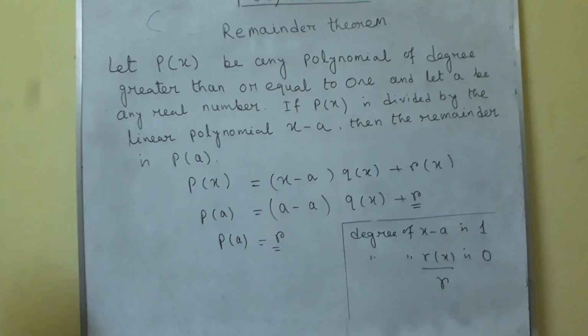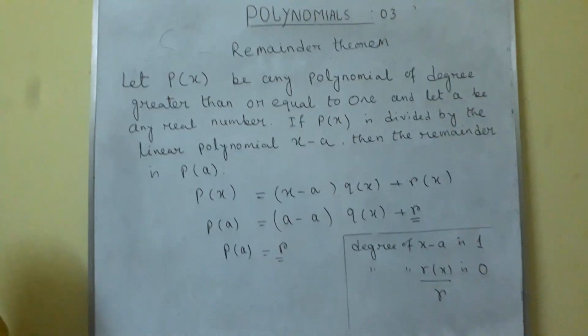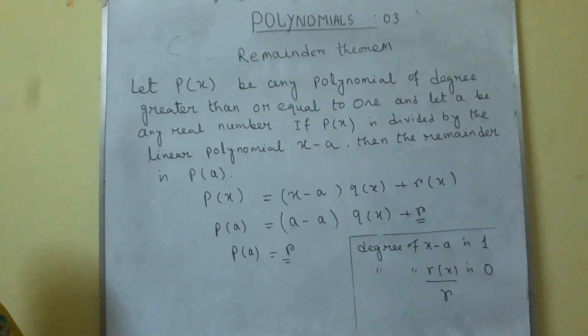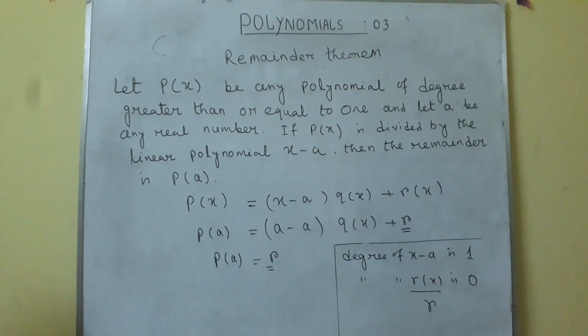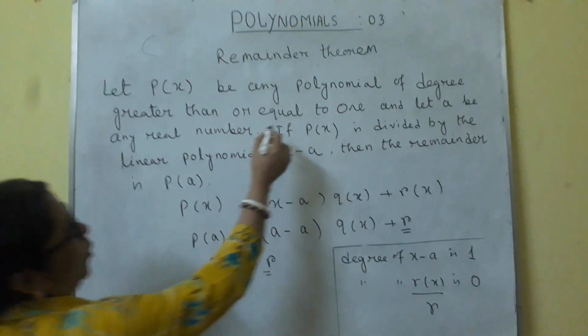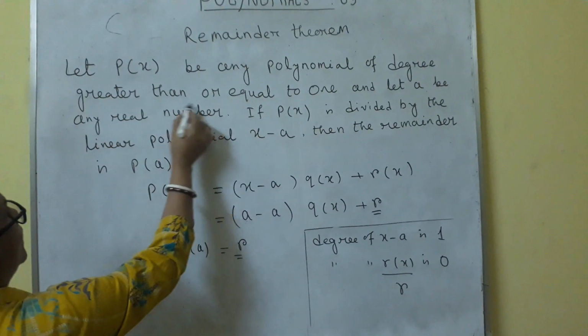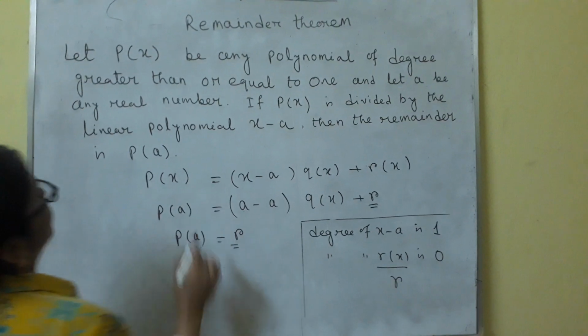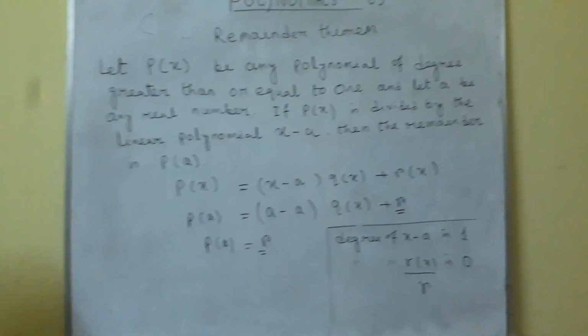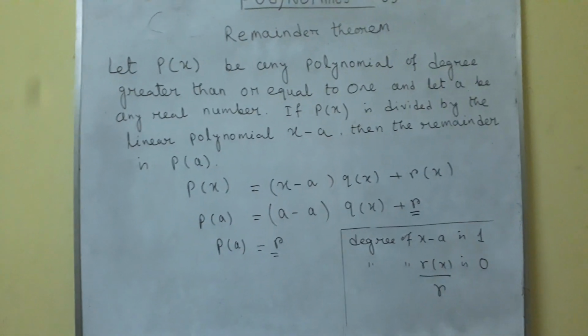Now using this theorem we can find the remainder of any polynomial which is divided. You have to remember one thing, that the polynomial must have degree greater than or equal to 1. Now take an example.